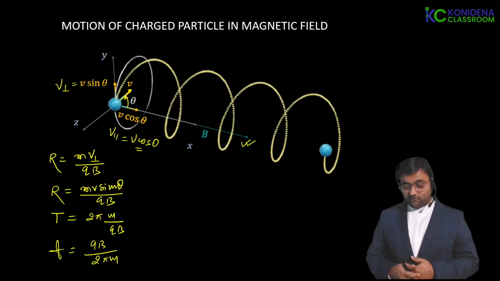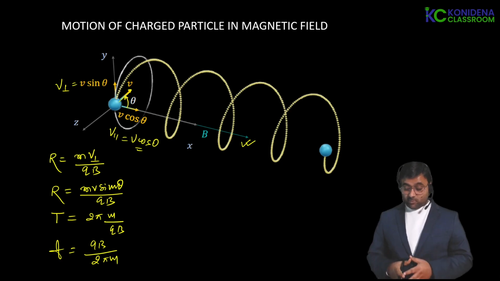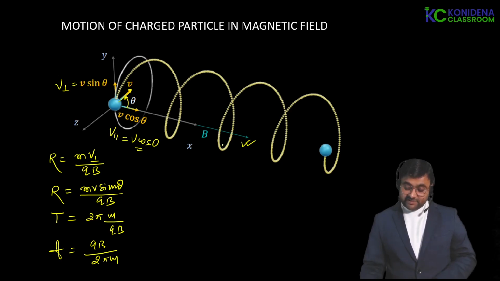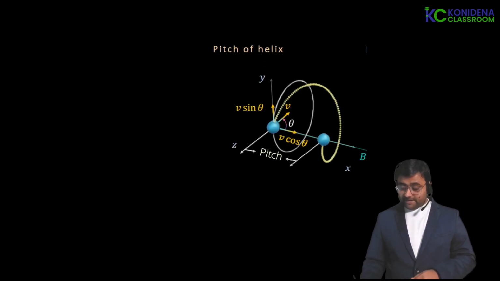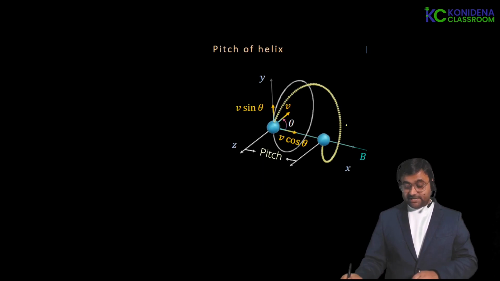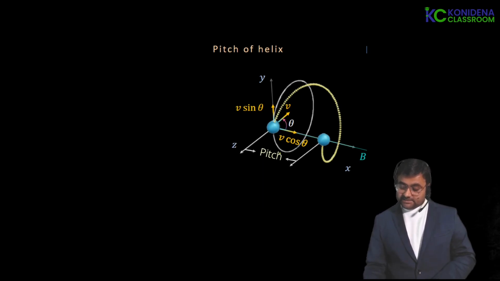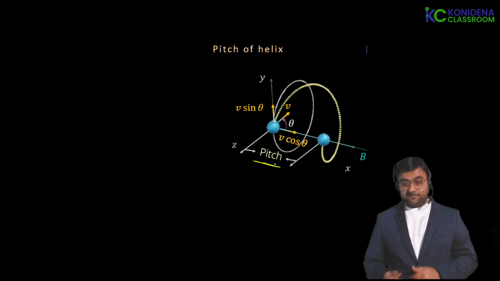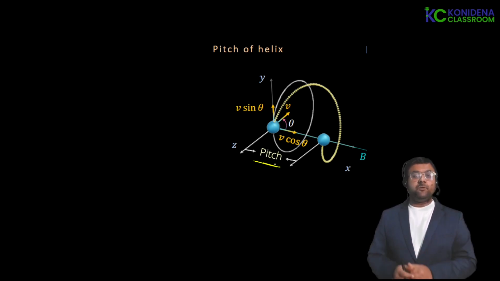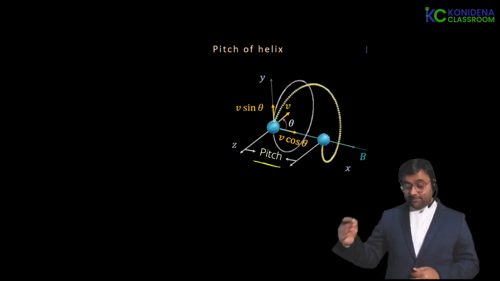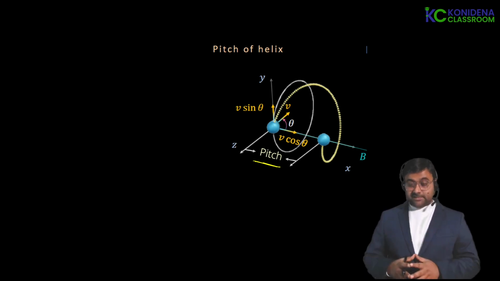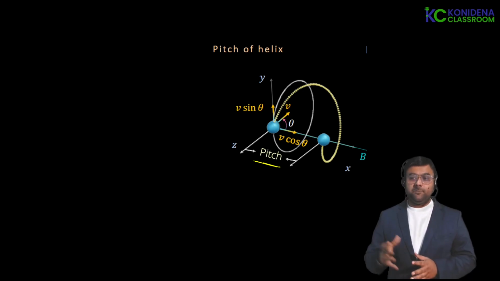Okay. But one more thing here we have, that we have to discuss the distance between two consecutive circles. This is called pitch. So we have to discuss this pitch. Let us see what is it. Here we have the distance between two consecutive circles, that is called pitch, right? And what is responsible for giving you pitch? That is the parallel component of velocity, that is v cos theta. So v cos theta is the velocity which is responsible for giving you pitch.